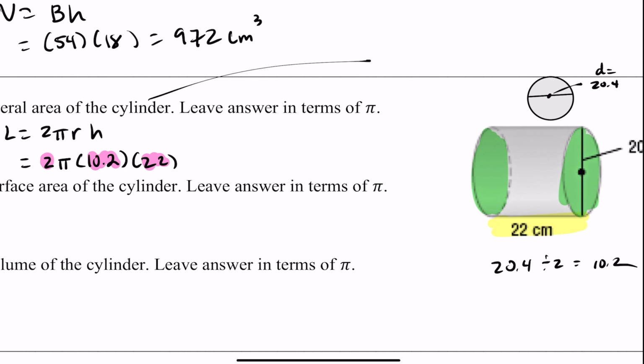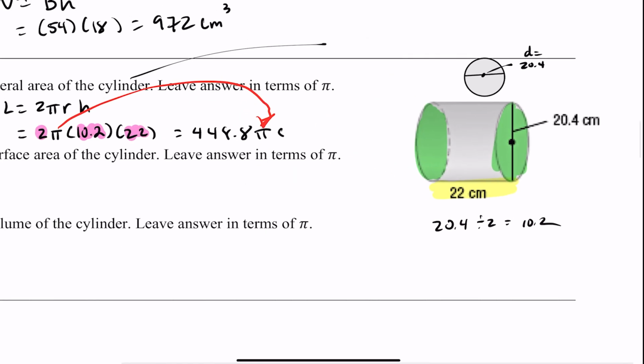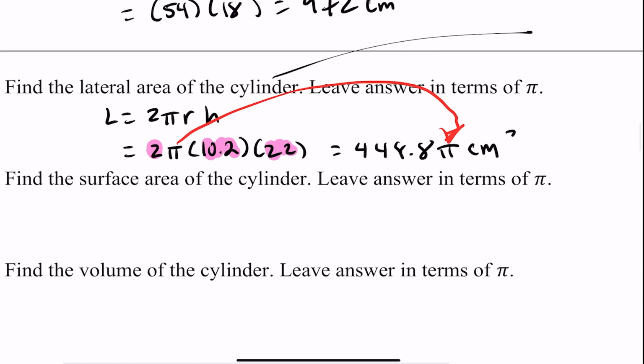I'm going to put all that into my calculator: 2 times 10.2 times 22. You get 448.8. And then this is where you slap on the pi. That's what it means to leave your answer in terms of pi. And don't forget your units. We're dealing with centimeters, so you put centimeters squared, raised to the second power.